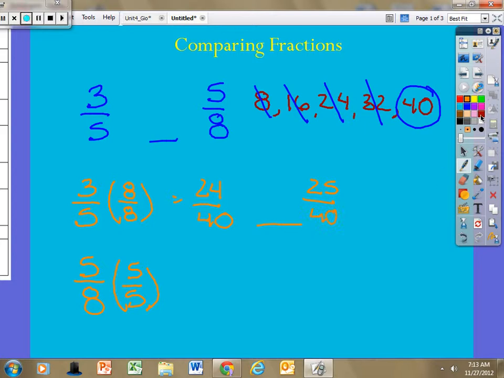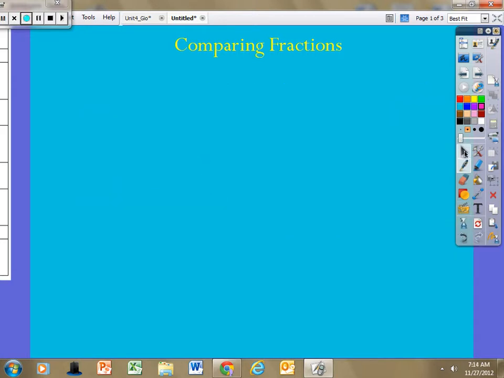8 times 5 is 40. So now I could focus back in on the problem. My denominators are the same. Excellent. I could focus in on the numerators. 25 is larger than 24, so I have 24/40 is less than 25/40. Okay, so let's take a look at some examples here. And I'll pull this slide across here.